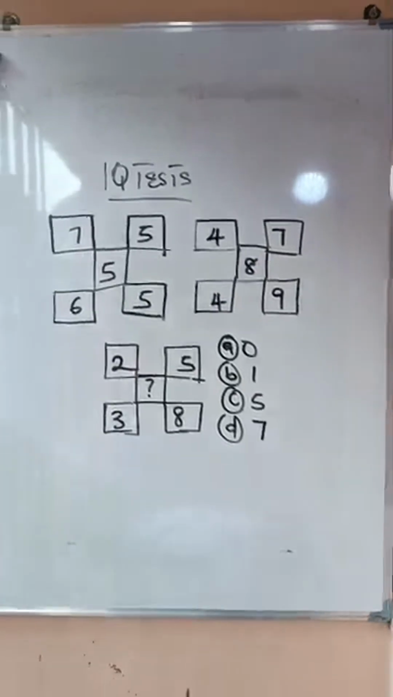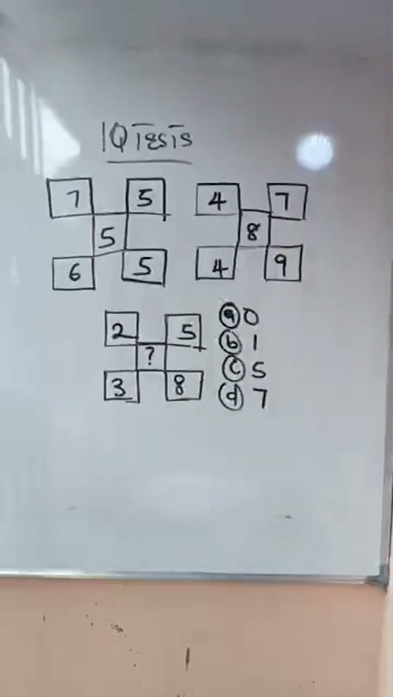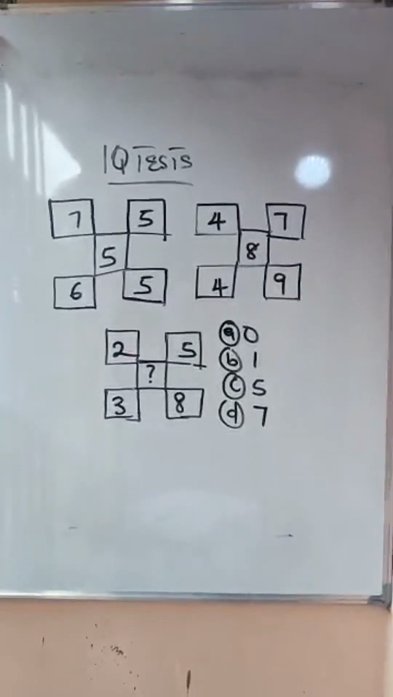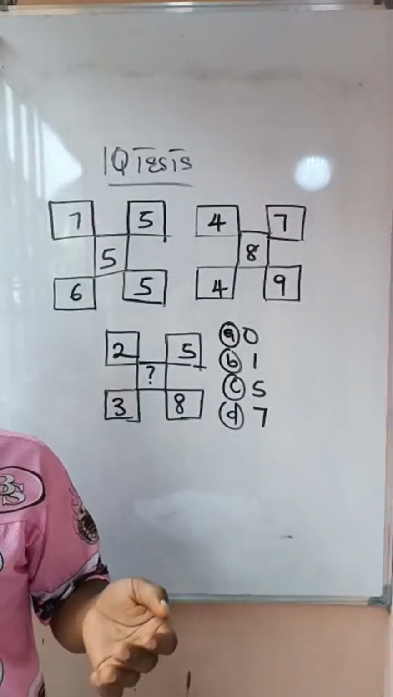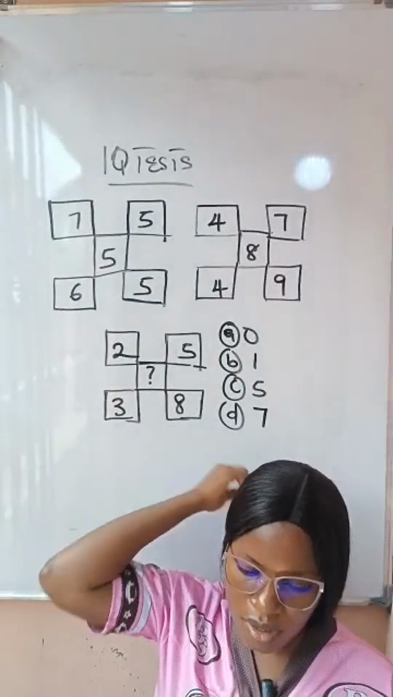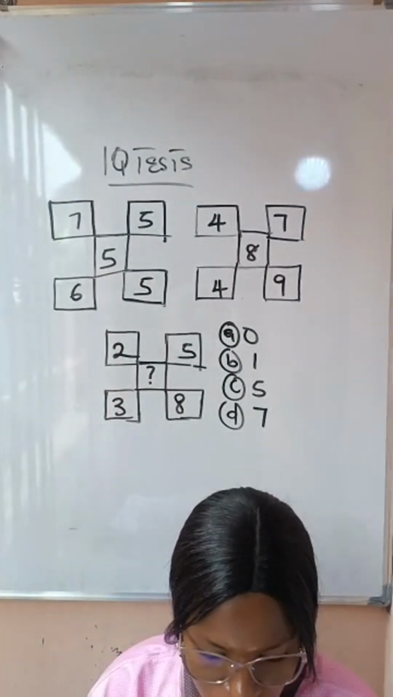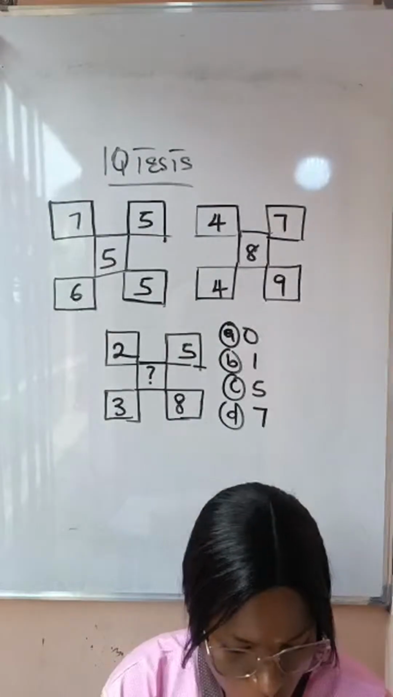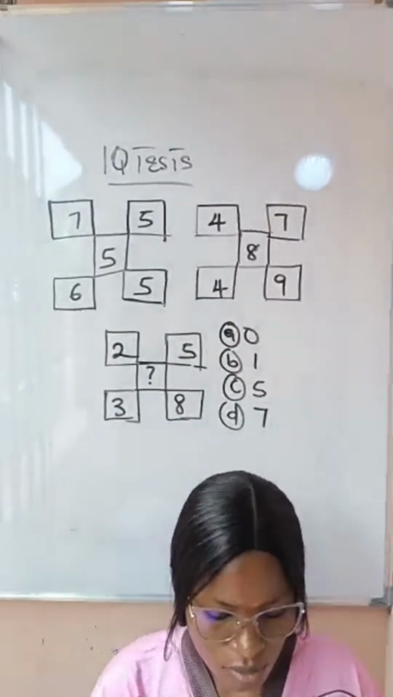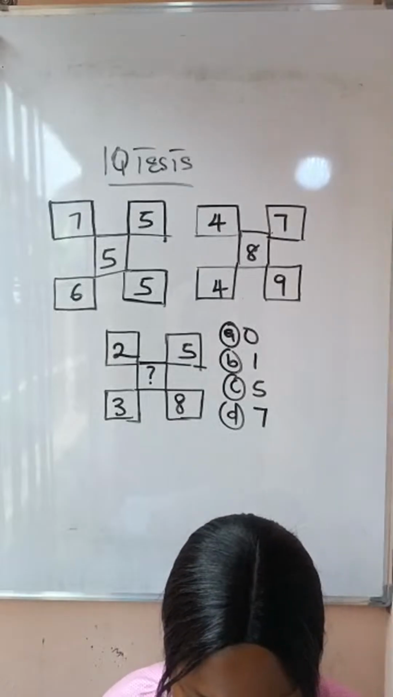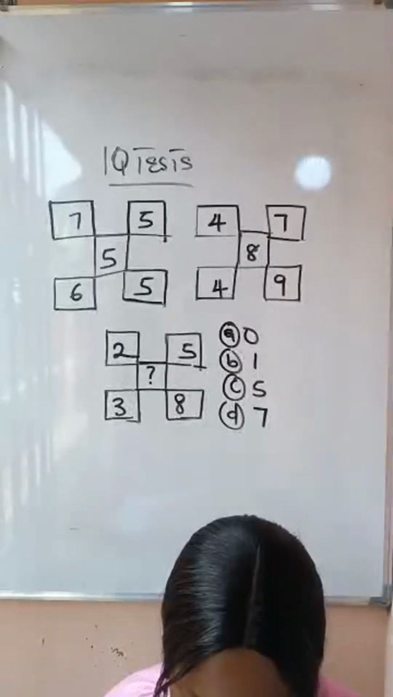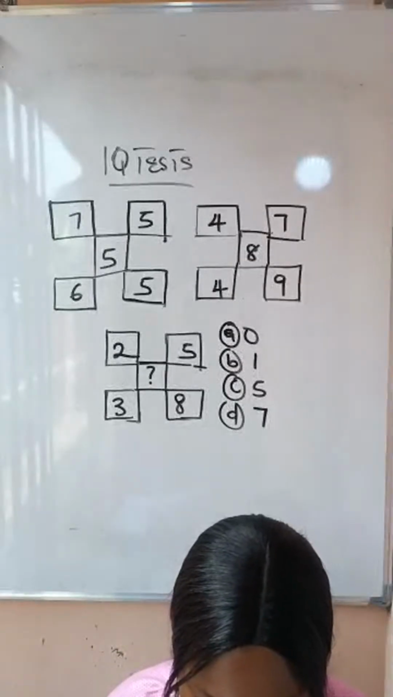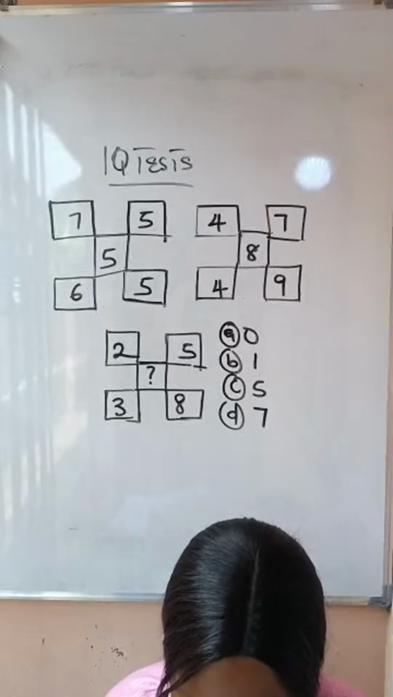Let's go, guys. If these are the tables and we are asked to find out the missing number, what do you think the missing number should be?